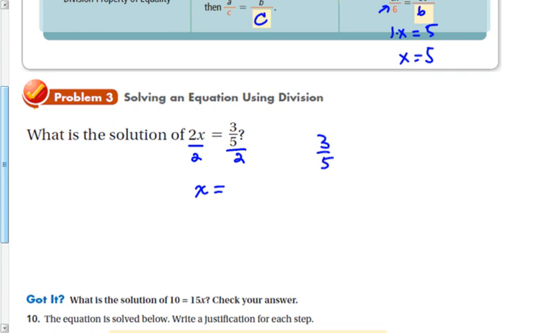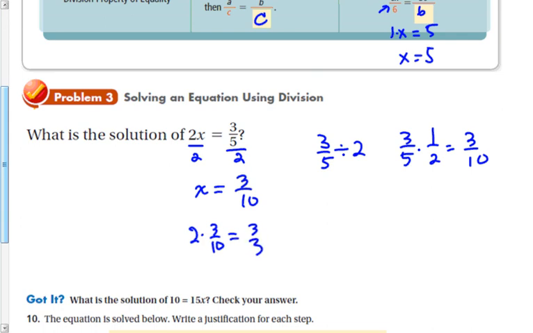3/5 divided by 2 is the same as 3/5 times the reciprocal, which is 1/2, and that's equal to 3/10. Then to check it, I would just do 2 times 3/10 and see if that equals 3/5. And that is 6/10, which, if I simplify it, is equal to 3/5.